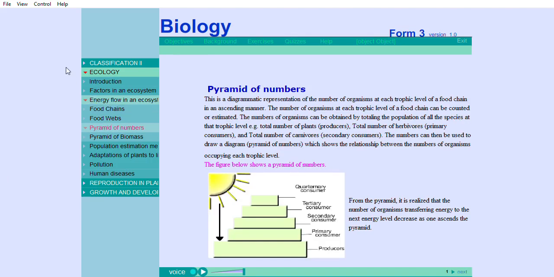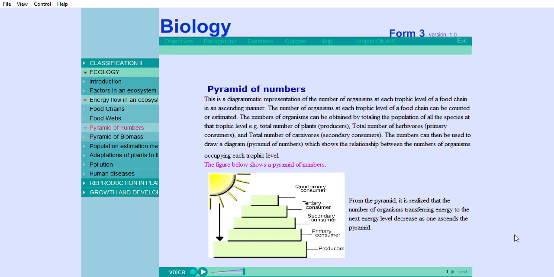Pyramid of numbers. This is a diagrammatic representation of the number of organisms at each trophic level of a food chain in an ascending manner. The number of organisms at each trophic level of a food chain can be counted or estimated. The numbers of organisms can be obtained by totaling the population of all the species at that trophic level.